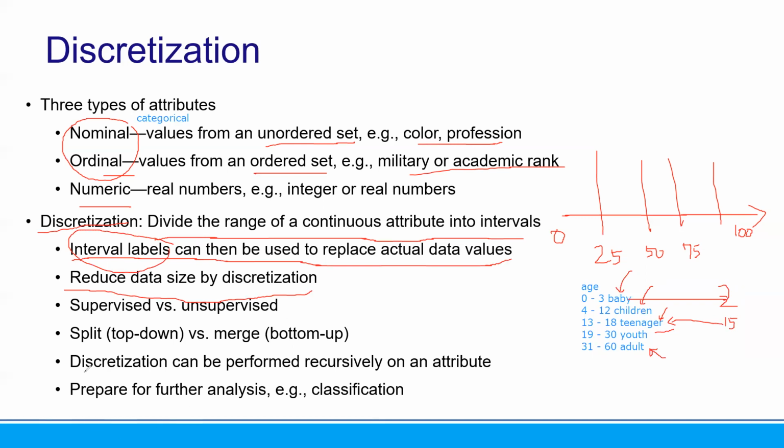And there are some ways, like supervised versus unsupervised. We will learn about this one. So there are some methods for discretization using supervised and unsupervised approaches. Or we can make the split, which is top down, or merge, which is bottom up. The idea of split and merge is similar to the way that we learned about aggregation.